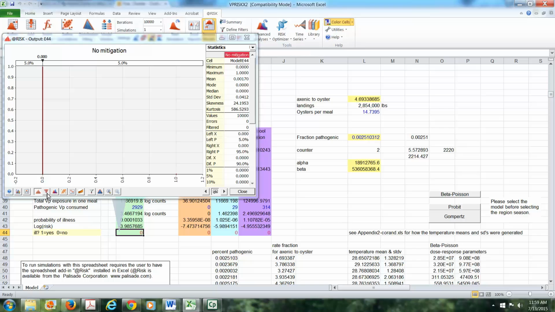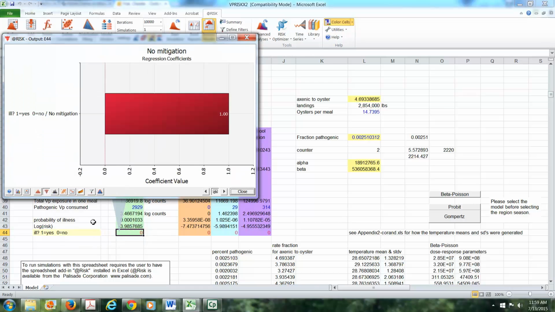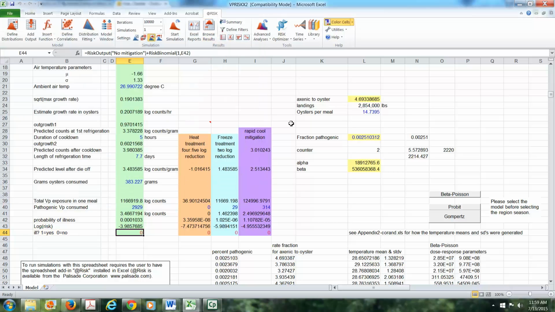If I click on the tornado graph, let's say regression coefficients, we get nothing of value. So the tornado graph is going to be useful in some models, but not in all models. So @RISK has advanced analysis that you can do. Let's investigate this a little bit.